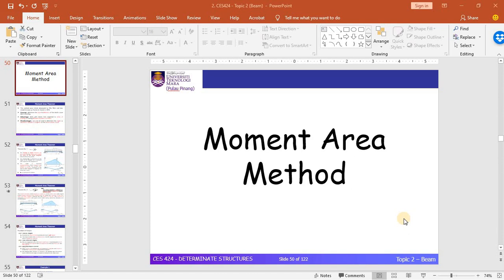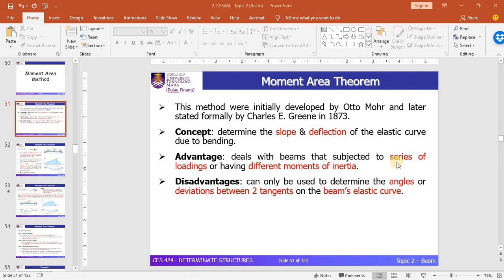Without further ado, let's discuss in detail this particular method. As an introduction, this method was developed by Charles E. Greene in 1873. The concept of this method is to determine the slope and deflection of the elastic curve due to bending. In other words, this method uses the deformation shape of a beam in order to calculate the slope and deflections in the beam. This is one part of the process, and we will look in detail at the procedure of this method.